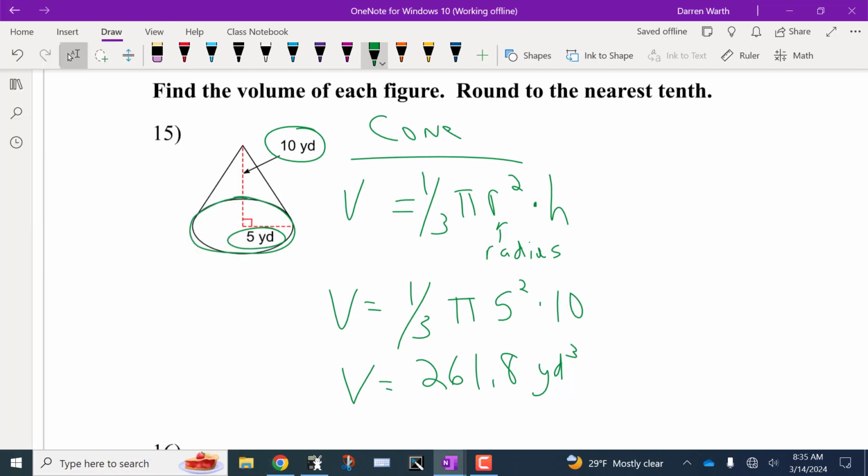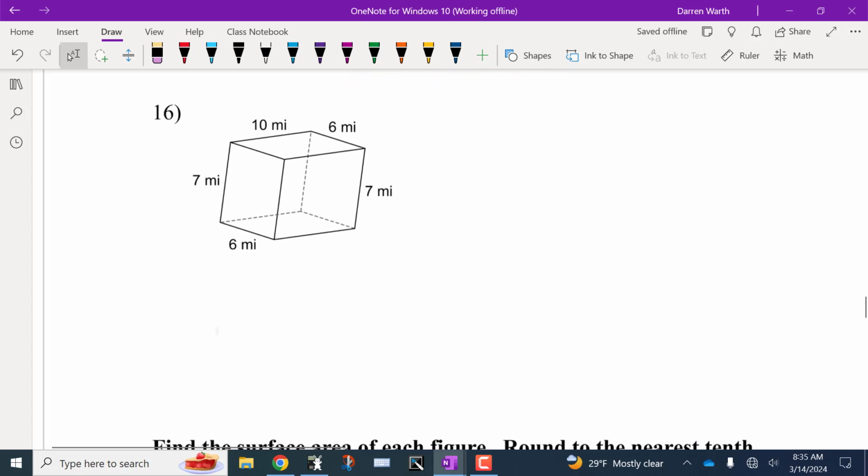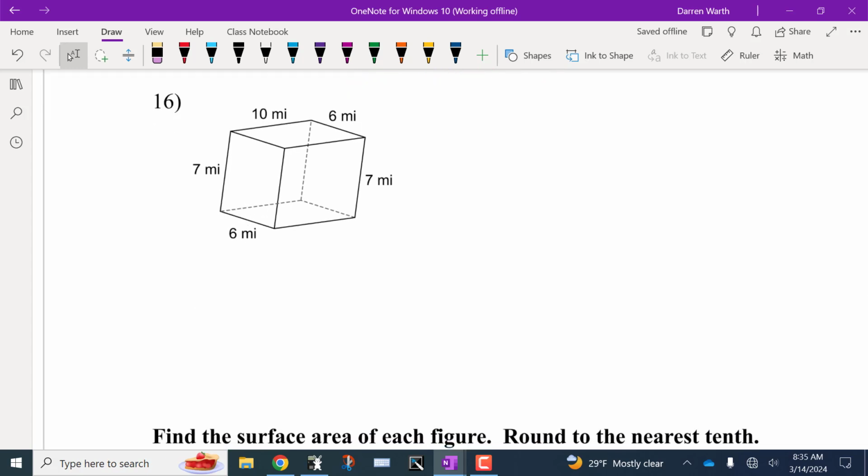On number 16, again, we're finding the volume. And this time we've got a rectangular polyhedron. And so again, the formula for the volume of this shape is just going to be length times width times height. So here's our length right here. Our length is going to be 10.